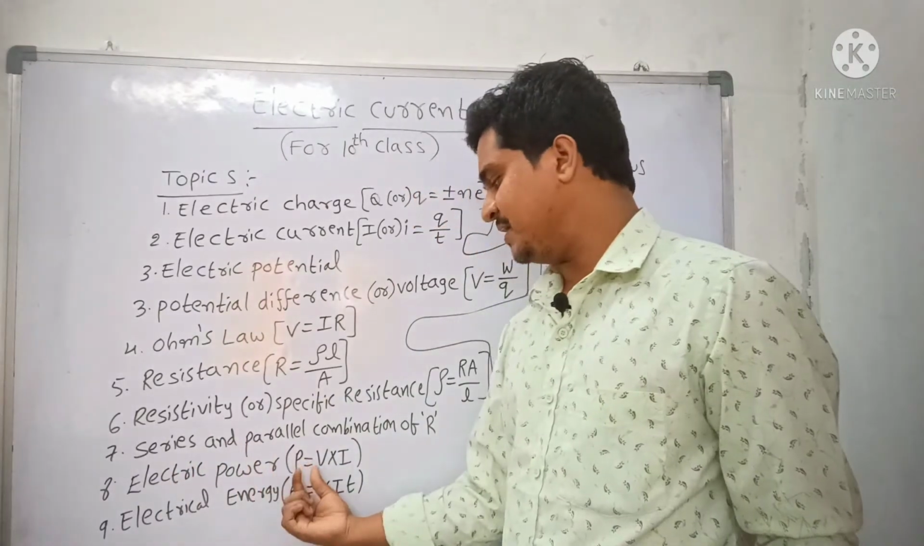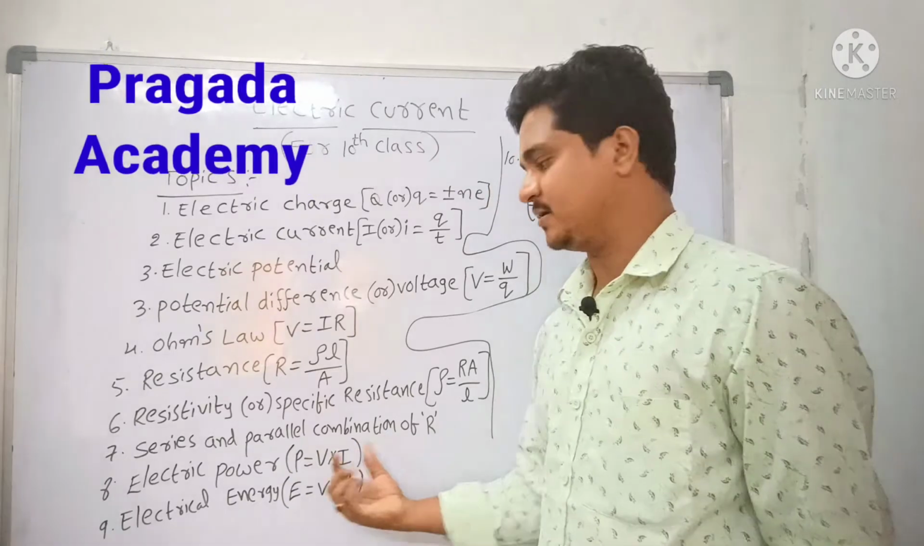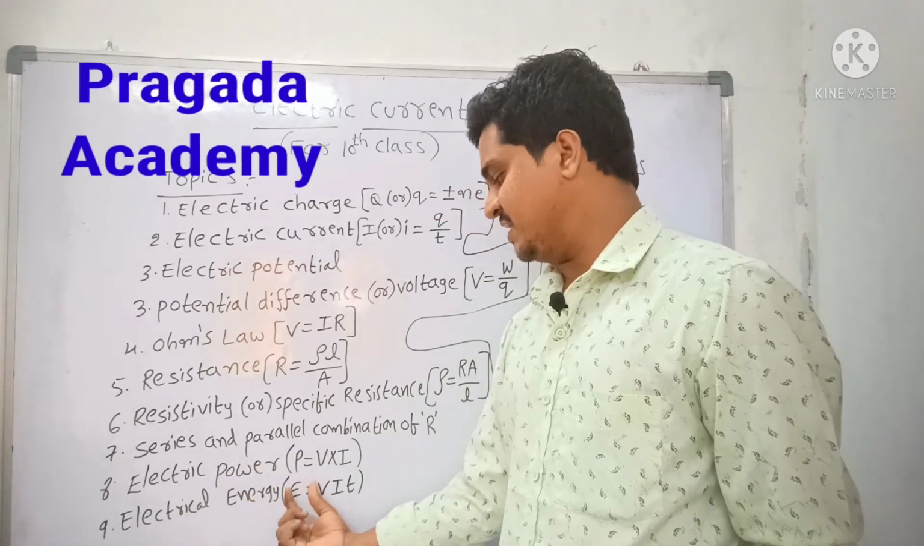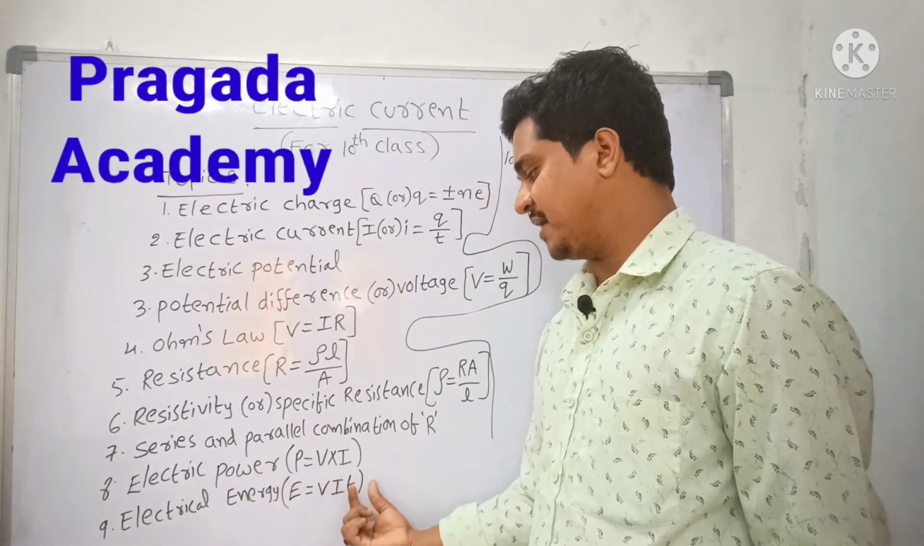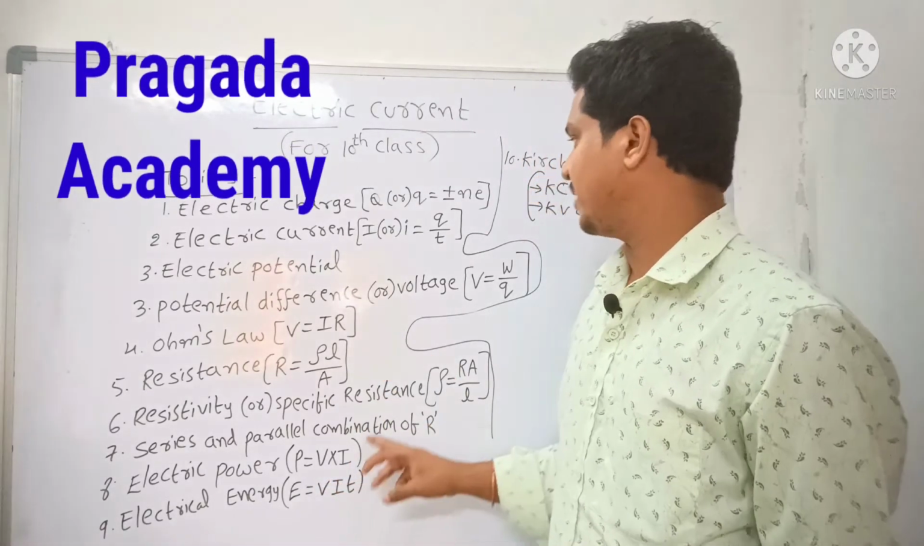Electric power P is equal to voltage into current. Power means voltage into current. Electrical energy E equals voltage into current into time. Energy is nothing but power into time. Power means V into I, and into t we need to write.